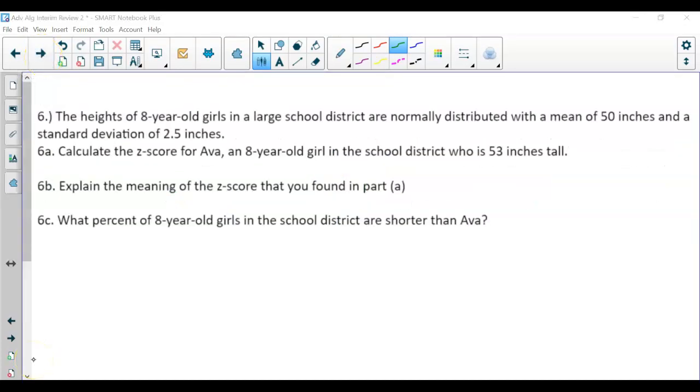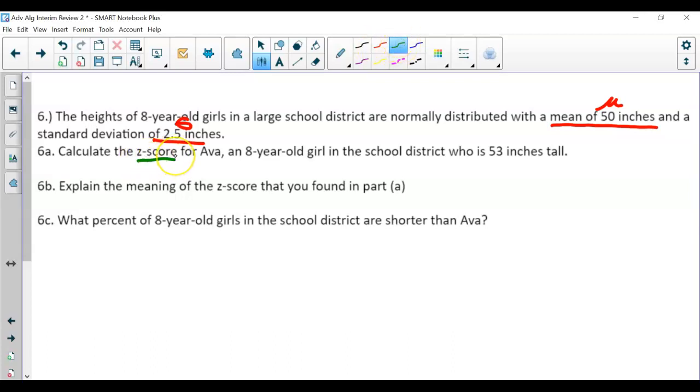And so now in this situation, we have multiple parts here. So we have 8-year-olds. Here we're talking about height and standard deviation. So here is our mean for the height, normally distributed. Our mean is 50 inches for the height of an 8-year-old, and then the standard deviation is 2.5. So keep in mind, there's your mean, there's your standard deviation, or the sigma.